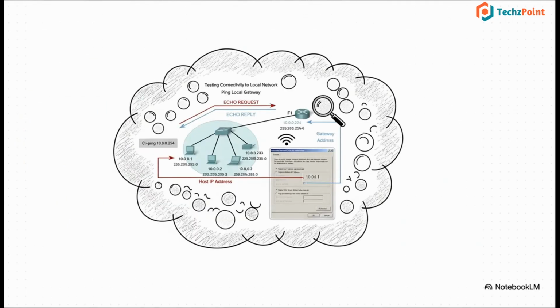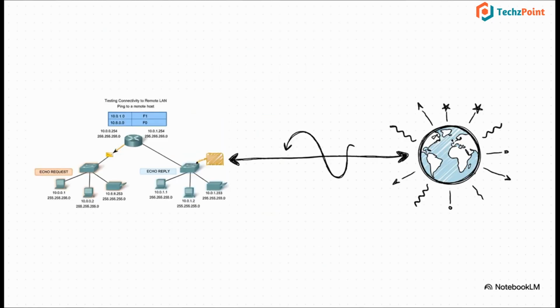All right, once you know your own machine is okay, the very next step is to ping your local gateway. That's almost always your router. This test confirms that you can successfully talk to other devices on your own subnet. Can you talk to your immediate neighbors? And for the final test, the big one, you ping a remote host, something out there on the internet, like a big website. If you get a reply from that, you've just confirmed your entire connection is working, from your computer, through your subnet, out your gateway, and across the whole internet.